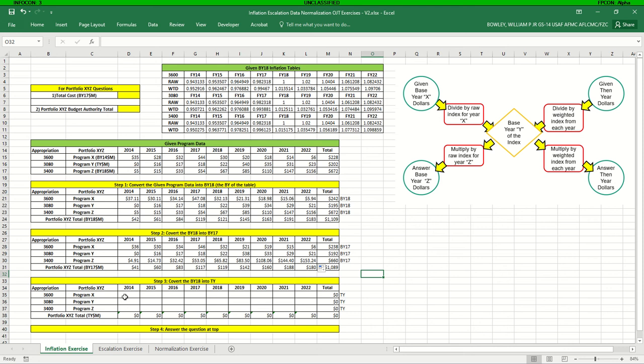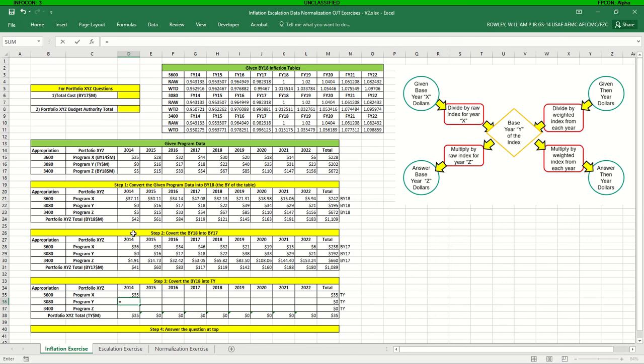Now we want to convert our base year $18 into then year dollars. So here, again, we need to remember we're selecting our base year 18 values. So we want to jump all the way back up to step 1 and select these values. And we're converting it to then year dollars, so we want to use the weighted index. So we're going from the base year of the index to then year dollars. We're going to multiply by the weighted index for each year, starting in 2014 or FY14. So we're going to multiply by 3600 FY14.